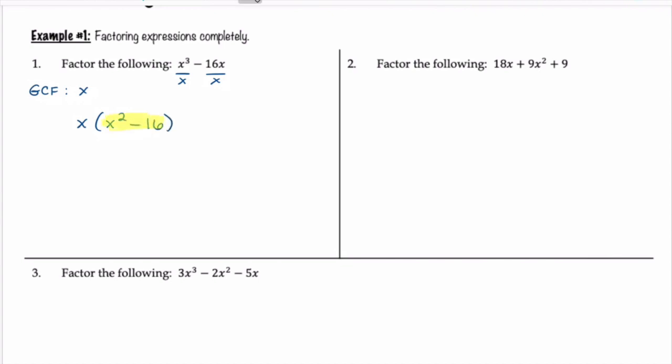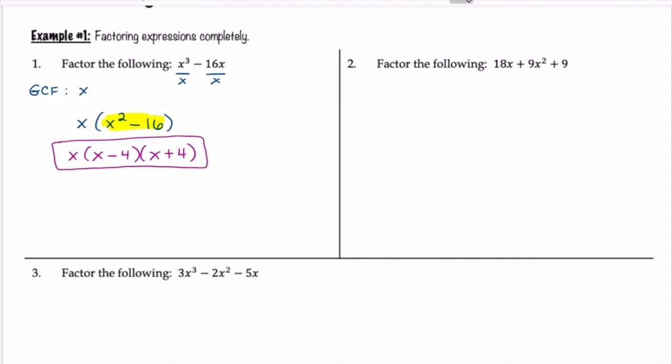That's why we're factoring completely. I'm looking inside the parentheses and I'm going to see if I can keep going. What type of factoring do I have now? This is a difference of two perfect squares. So we have x, our original GCF, times x minus 4 times x plus 4. And now I am officially done factoring.